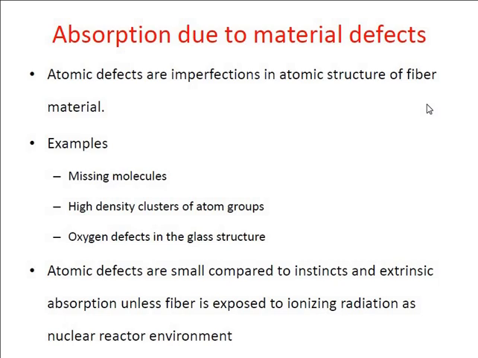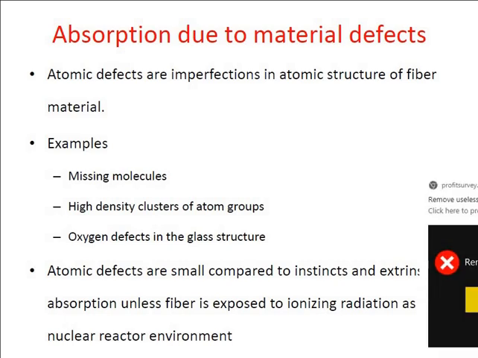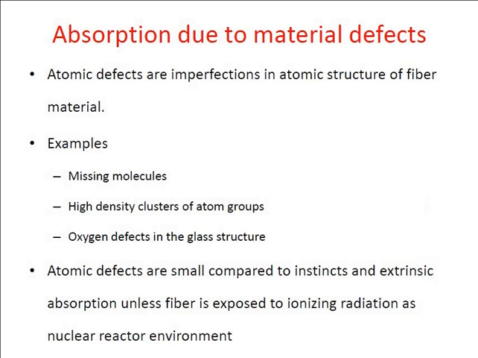For example, what are the imperfections? If any molecules are missing, or if there are high density clusters of atom groups, or if there are any oxygen defects in the glass structure, then there will be some atomic defect. These are the imperfections in the fiber. So these absorption losses are negligible when compared with the intrinsic and extrinsic absorption.